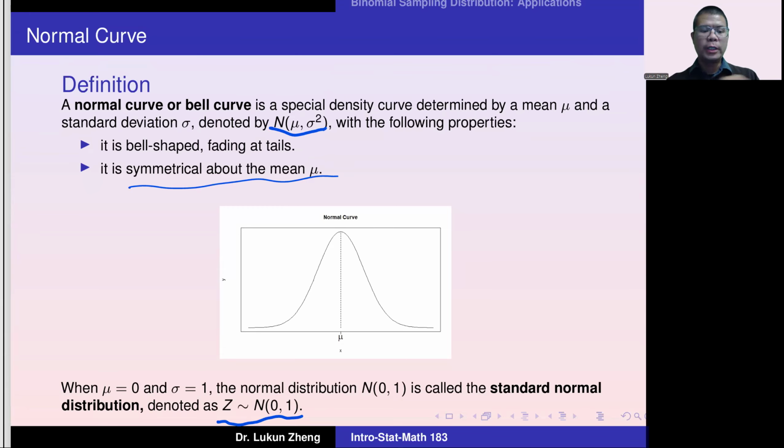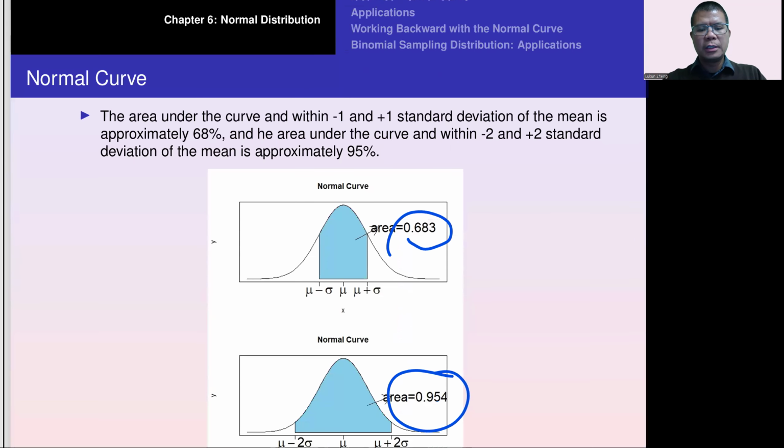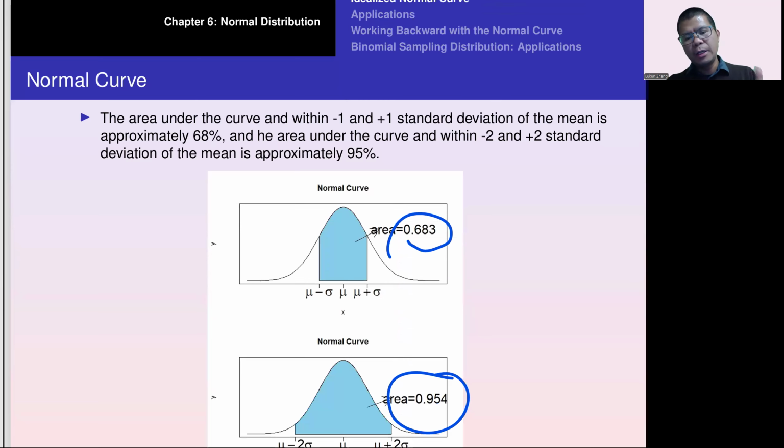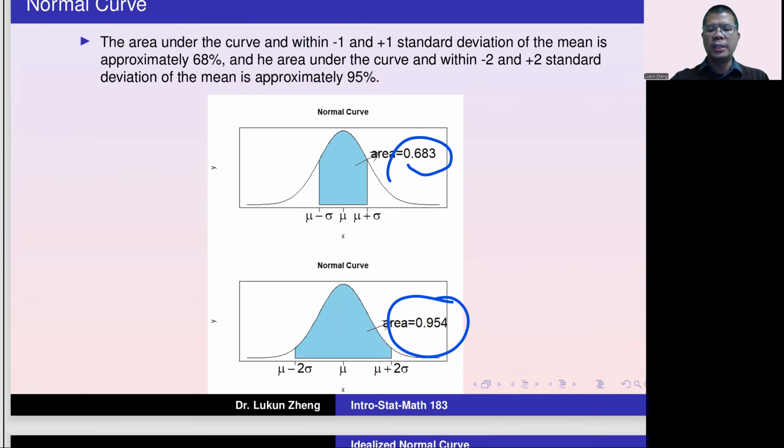When mu is 0 and sigma is 1, that's a standard normal distribution. Z is normal 0, 1. And of course, for a normal distribution, 1 standard deviation from the mean covers about 68%. 2 standard deviations from the mean covers about 95%.